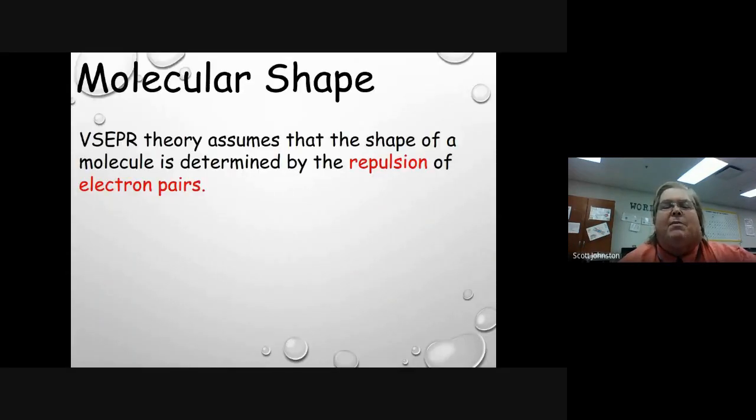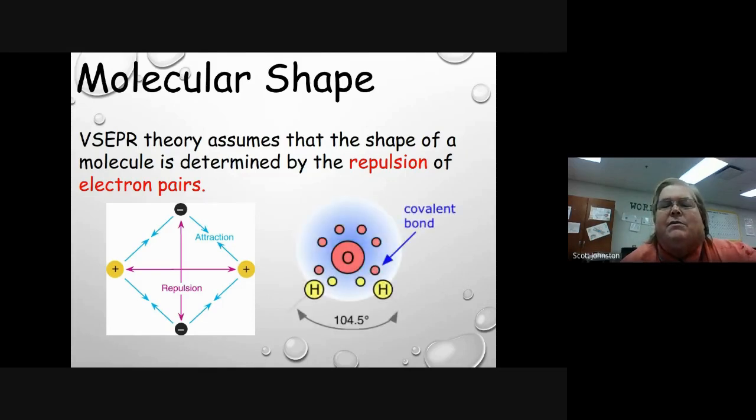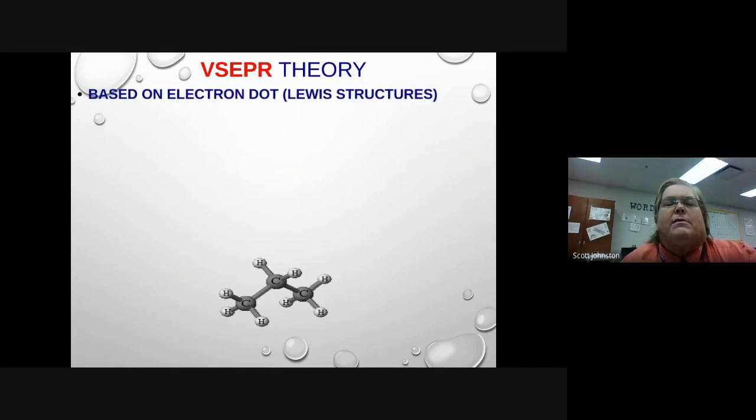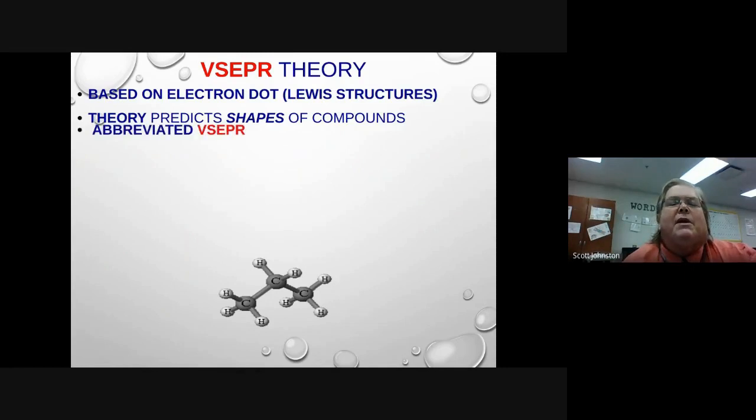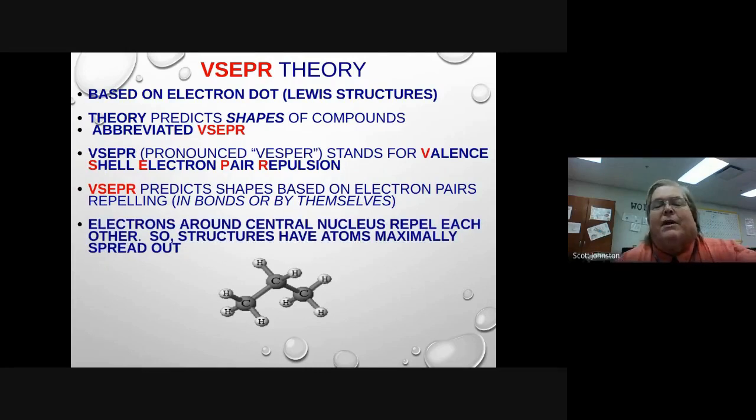VSEPR assumes that the shape of a molecule is determined by the repulsion of electron pairs. So if you have electrons pushing each other away, then it's going to make the angles change. It's based on electron dot Lewis structures. It predicts the shapes. And we call it VSEPR because valence shell electron pair repulsion is a lot to say. Electrons around the central nucleus repel each other, so structures have atoms maximally spread out.